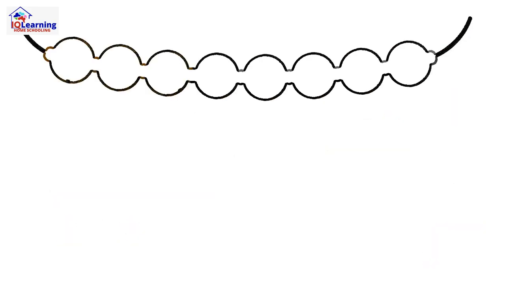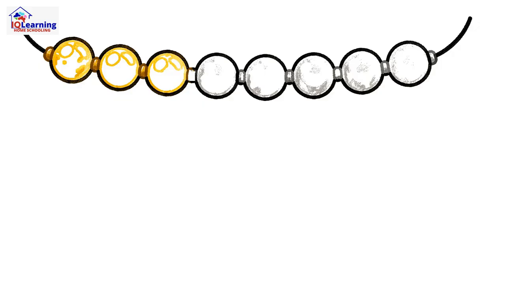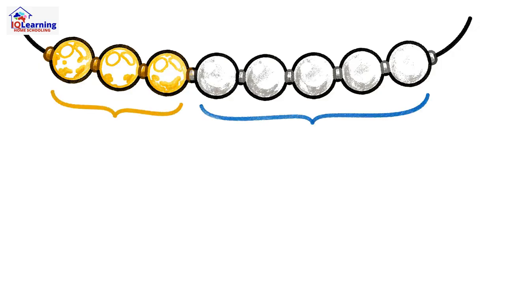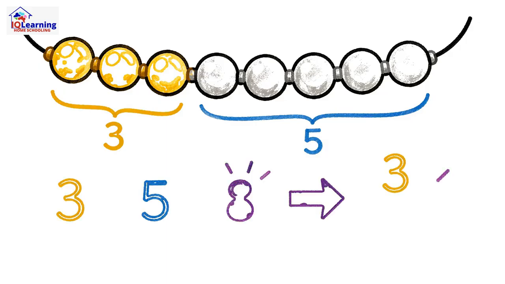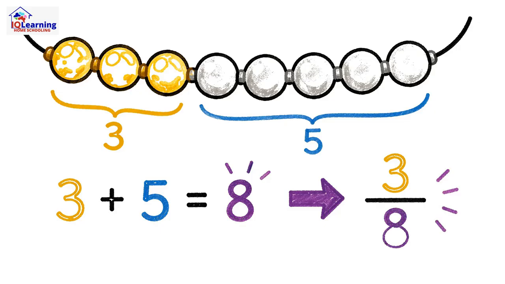Let's try it with something else. A necklace has a ratio of 3 gold beads to 5 silver beads. To find the fraction of gold beads, first find the total parts. 3 plus 5 is 8. The fraction of gold beads is simply 3 over 8, 3/8.